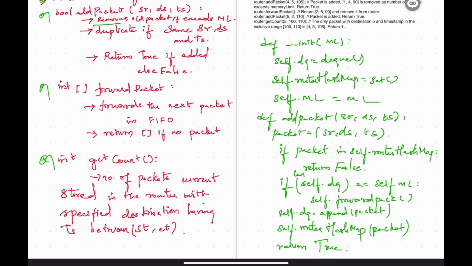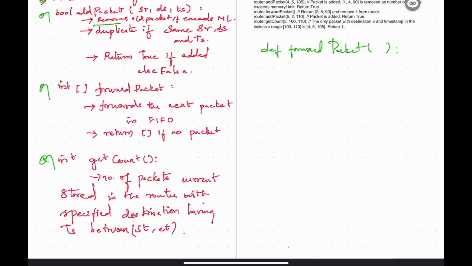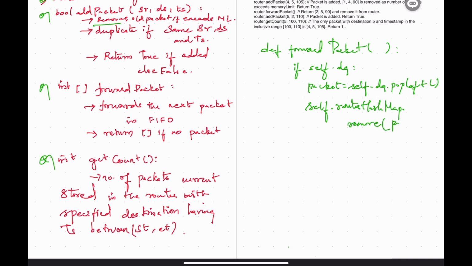Now next take a look at the forward packet. Basically you have to remove the first packet which got inserted. So what we will be doing, if queue exists, you will be removing the first. So the packet is self dot dq dot pop left. You have removed the first packet. Now we have to remove from the router hash map set. You can just call remove and you pass the corresponding value that will get removed at order of 1.